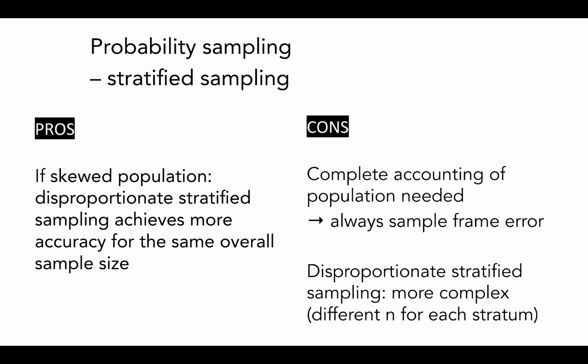The positive side about stratified sampling is that you can use stratified sampling for skewed populations. Disproportionate stratified sampling is great to achieve more accuracy for the same overall sample size. So that's something you cannot achieve with any of the other probability sampling methods because they don't work on skewed populations. The downside is that you need a complete accounting of the population again, as always with probability sampling. And with disproportionate stratified sampling, it becomes a lot more complex because you have a different sample size, so a different N for each stratum.